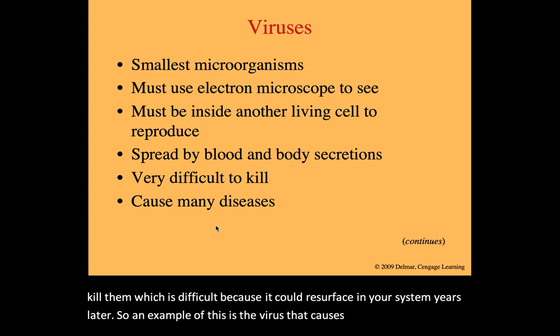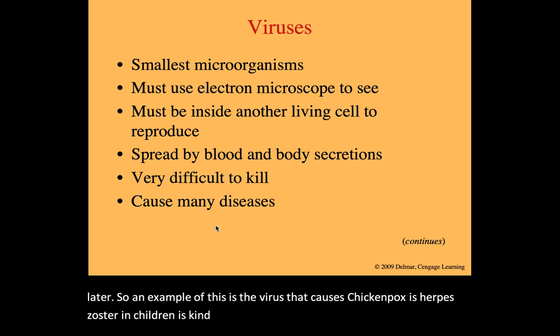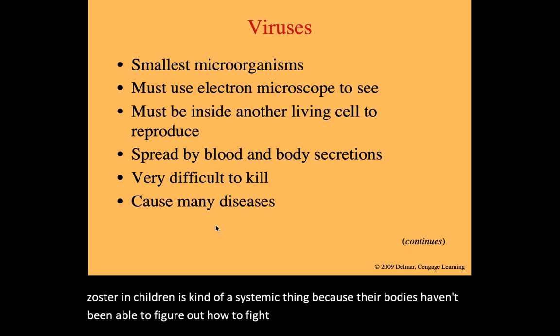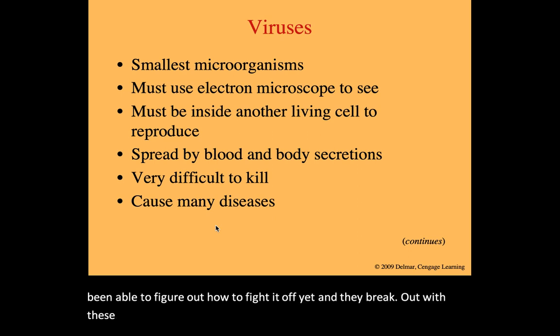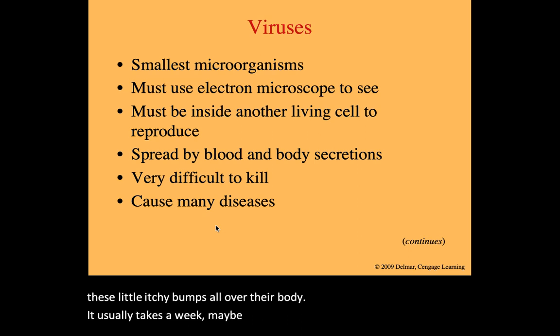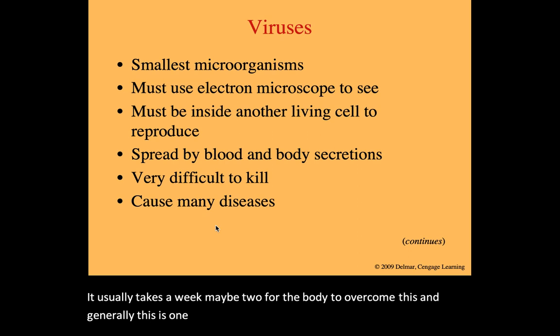This is herpes zoster. Herpes zoster in children is kind of a systemic thing because their bodies haven't been able to figure out how to fight it off yet, and they break out with these little itchy bumps all over their body. And it usually takes a week, maybe two, for the body to overcome this. And generally, this is one virus that will inactivate before we can actually kill it.